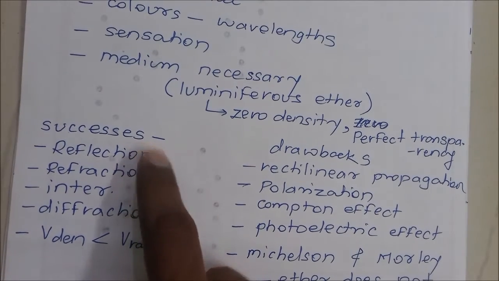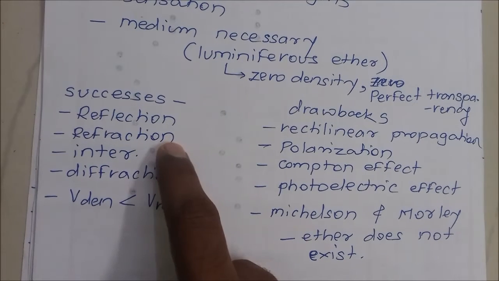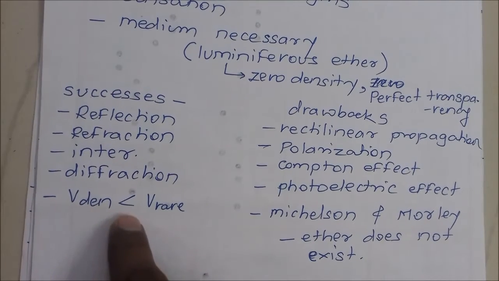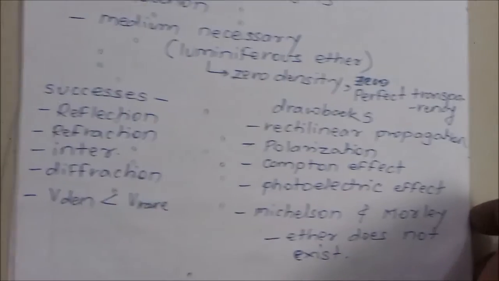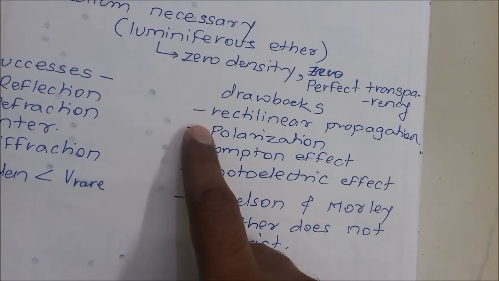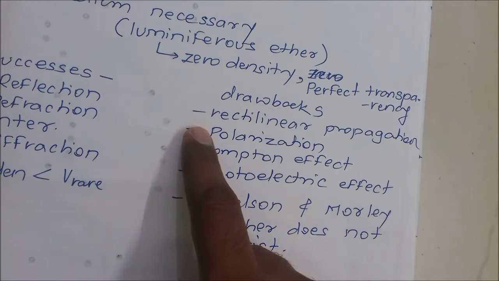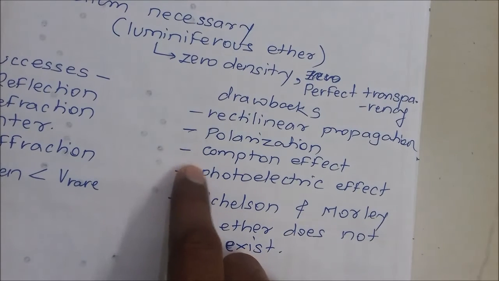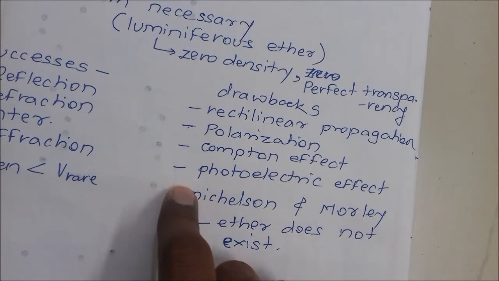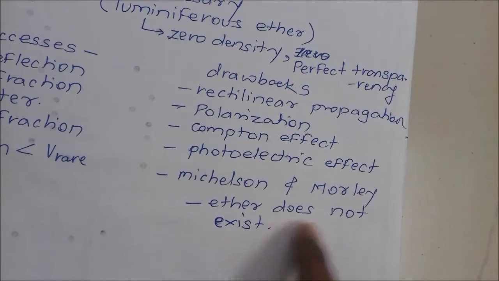Then, successes of wave theory. It could explain reflection, refraction, interference, diffraction, and that velocity in a denser medium is less than in a rarer medium. Drawbacks of the wave theory of light: it could not explain rectilinear propagation, that is, straight line propagation of light. It also could not explain polarization, the Compton effect, which means X-ray production effect, and the photoelectric effect. Michelson and Morley discovered that luminiferous ether does not exist.